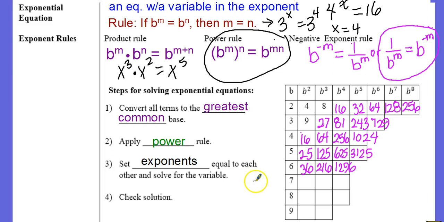Okay, let's do the 7th power. It's the powers of 7, base 7. 7 squared is 49. 7 cubed is 343. And 7 to the 4th power is 2401.